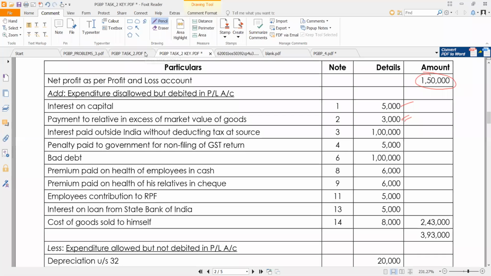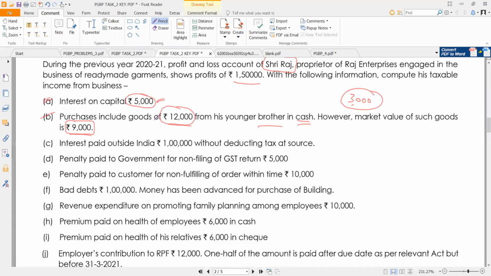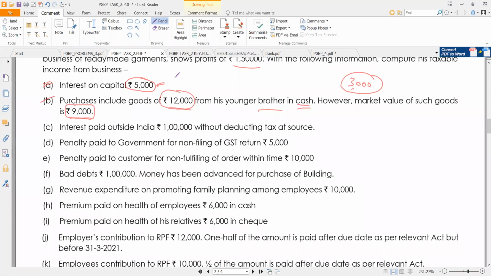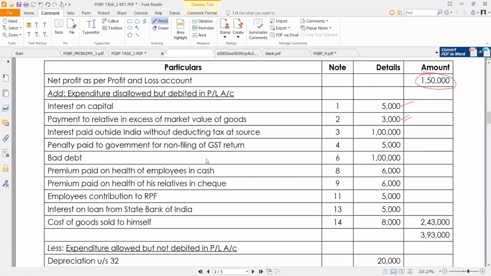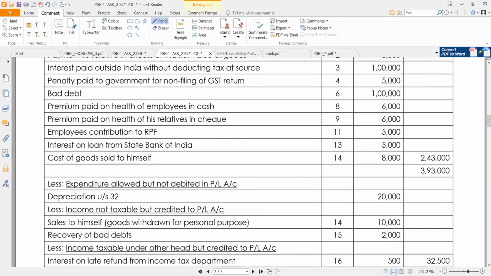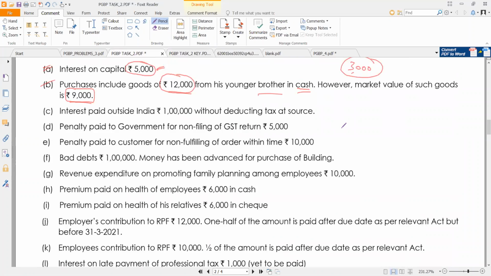Since after 40A2, the amount of expenditure is coming to only 9,000 rupees, that is less than 10,000. So 40A2 only disallowance applicable in the second point. And that's what is given here also. So first thing, of course, is notional. There is no possibility of having any transaction with himself. Unreasonable payment of 3,000 is disallowed, but after that, allowed expenditure 9,000 is not exceeding 10,000. So the provision of 40A3 is not applicable. That is a twist point in that second bit. That has to be treated correctly like that.